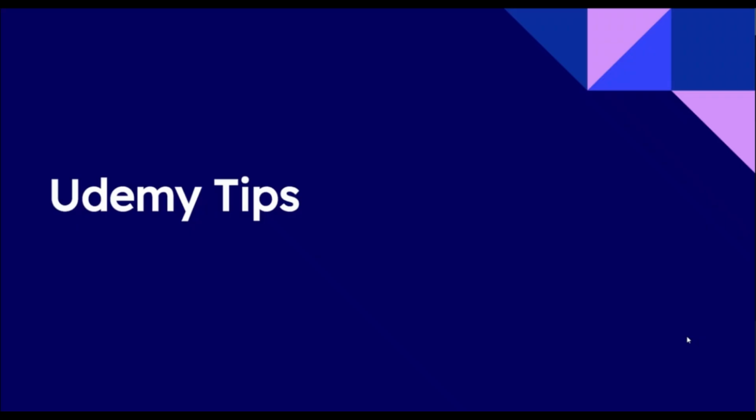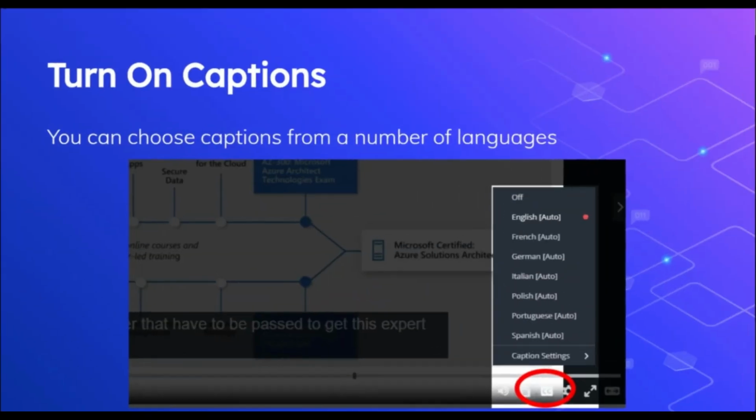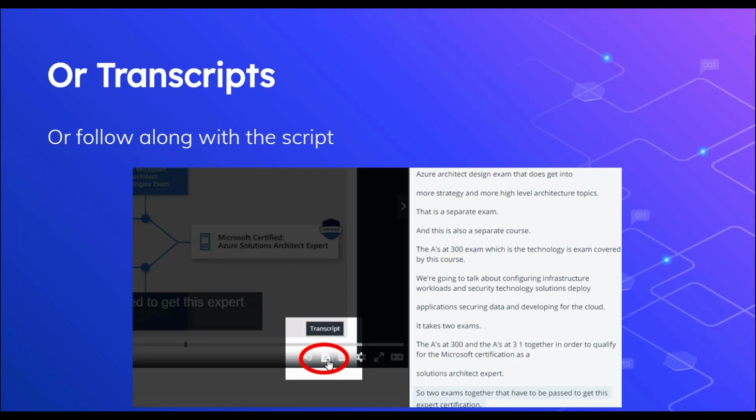So before we get into the content, I just want to take a minute here to talk about the Udemy video player. In the bottom left of the screen is the speed control. And if you think I'm talking too fast or too slow, you can change the speed. On the right is the captions. And if you want to see the text of what I'm saying at the bottom of the video, you can choose either the English language captions or another language. If you want to see a transcript, there's also a transcript button. And so you can see on the side of the screen the script of this video.